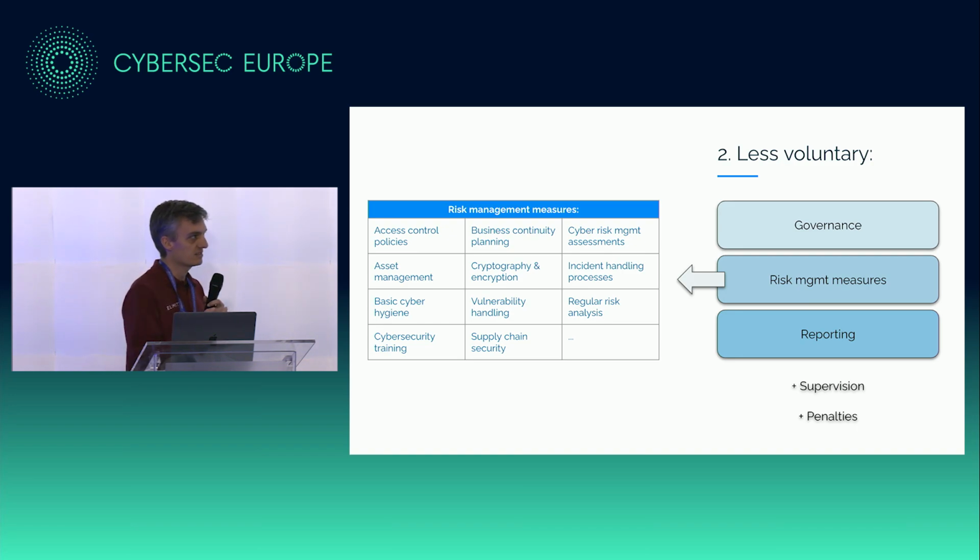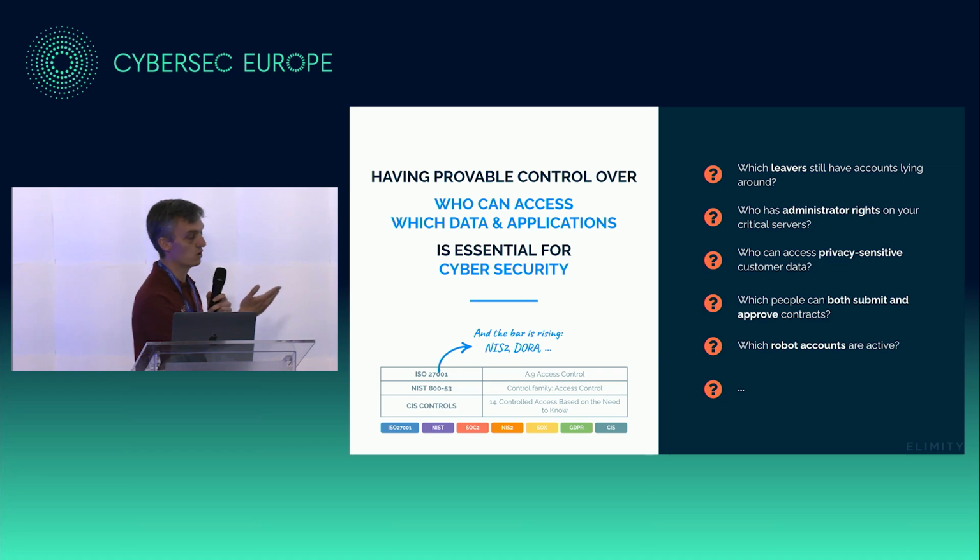Because of that, if you think of risk, nowadays we don't control the infrastructure anymore of many of the things that we host, and it's really through the front door that attackers come in. At some point you will stumble upon having to take control of user access. You will have to know whether there are accounts of people that already left your company that can be misused, because that's just risk lying around. You have to know who has administrator rights in your systems. You have to know who can access privacy-sensitive data, who can submit and approve contracts in the financial context, which robot accounts are active, which guest accounts are active, what the groups and roles in your systems all do.